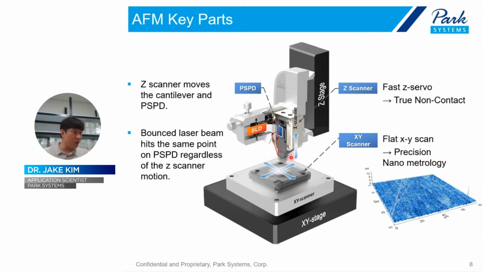And at the bottom of this Z scanner, the AFM cantilever is positioned, and using this laser source and PSPD, the position sensitive photodiode, we can detect the cantilever position and movement.